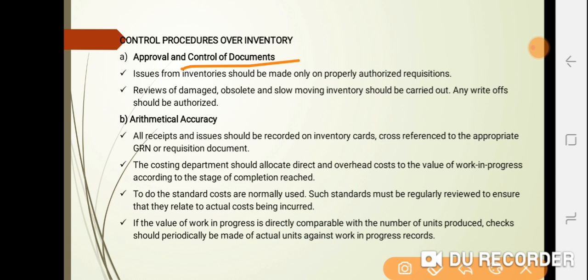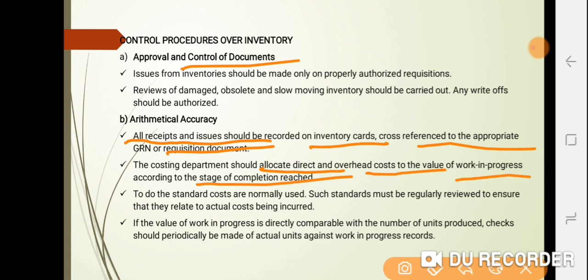arithmetical accuracy of inventory. All receipts and issues should be recorded on the inventory record, with cross reference to the appropriate GRN or requisition document. Okay, then we have the costing department, which should allocate direct and overhead cost to the value of work in progress according to the stage of completion reached. Then standard costs are normally used.